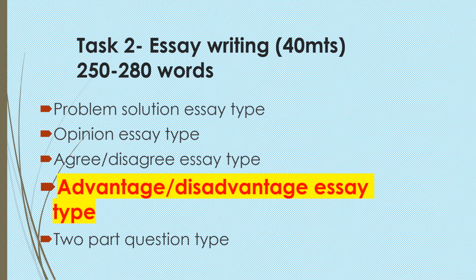Now let's find out. It's Task 2 of IELTS Academic or General, and the essay writing is for 40 minutes and you need to write 250 to 280 words.